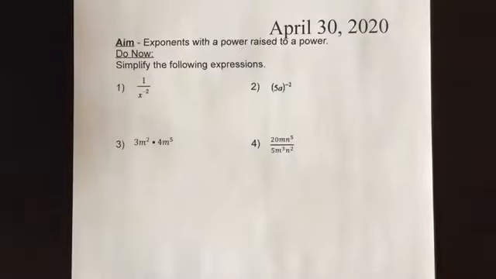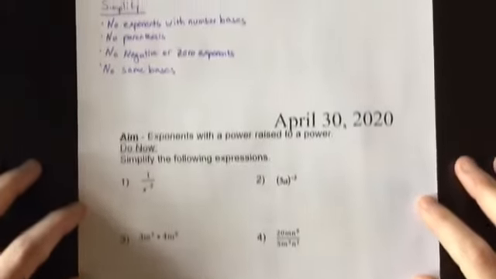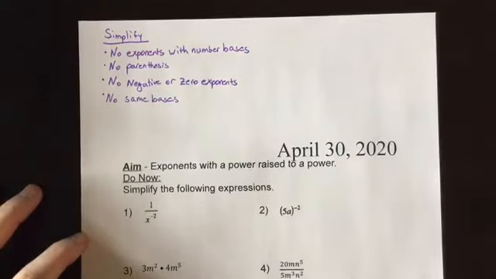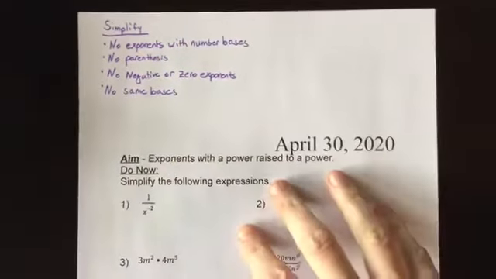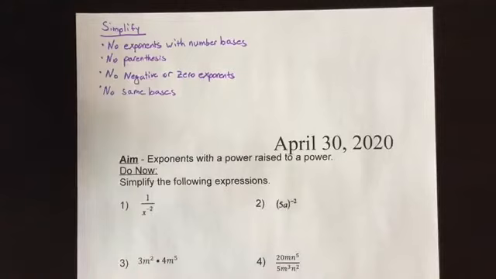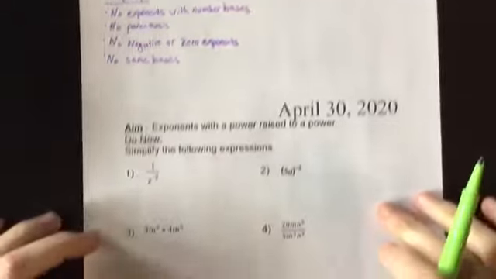For our do now today, we're going to simplify a variety of expressions here. Just a reminder, our rules for simplifying exponents, how we know when we're done. There's no exponents with number bases, no parentheses, no zero or negative exponents, and then I said no same bases, meaning there's no multiplication going on with the same bases or division with the same bases. So I don't have x squared over x to the third. I've reduced that to 1 over x, and so on. Okay, so let's go to our do now.